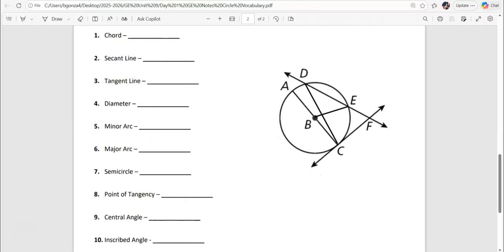Okay, looking at this picture off to the right, can we name a chord? Now, if you read your vocab, you will know a chord is a segment from edge to edge. Okay, now there's more than one chord here. Since this is brand new, I want everyone locked in. Okay. So from edge to edge could be A to C, right? What's another chord? D to C. What else? E to D also works, okay?